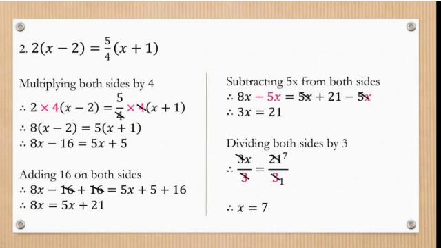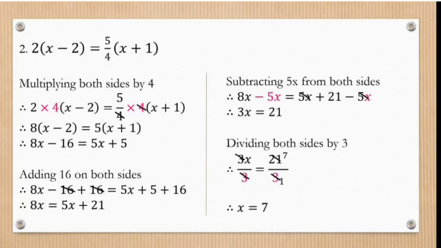So 8x minus 16 plus 16 gets cancelled. So 8x is equal to 5x plus 5 plus 16, which is what? 21. Correct. So you get an equation as 8x is equal to 5x plus 21. Now what are you going to do? You are going to remove 5x. Correct. So 5x you are going to remove, and 5x has got a plus sign.